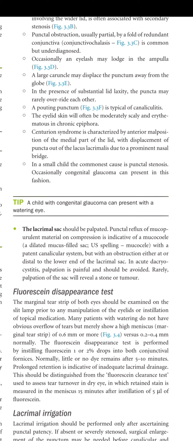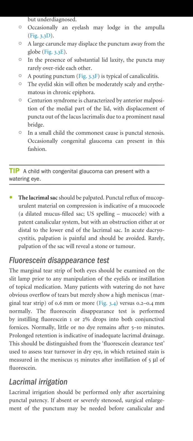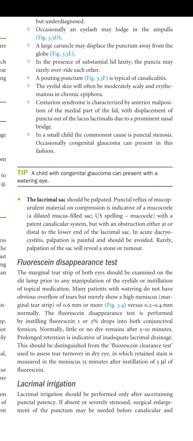In a small child, the commonest cause is punctal stenosis. Occasionally, congenital glaucoma can present in this fashion. A child with congenital glaucoma can present with watering eyes, blepharospasm, and photophobia.